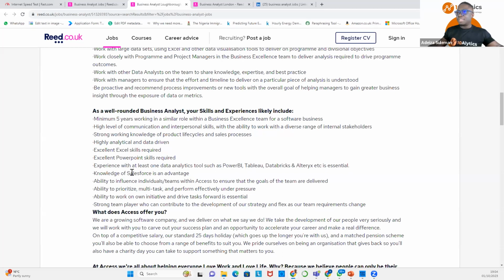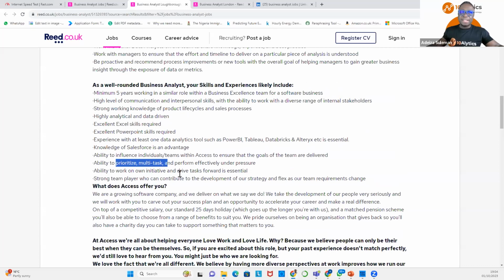Knowledge of Salesforce. Salesforce is a CRM. It is an advantage, not compulsory, because it's difficult to learn Salesforce on your own as an individual. It's easier to learn it when you get a job and learn on the job. So that's why it's an advantage. Ability to influence individual or teams, ability to prioritize, so you can see what is required.